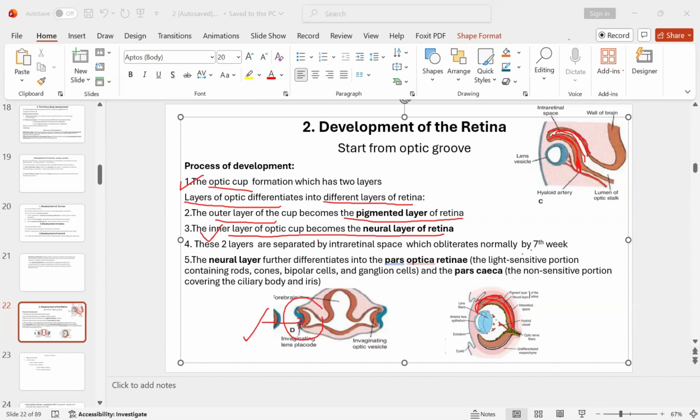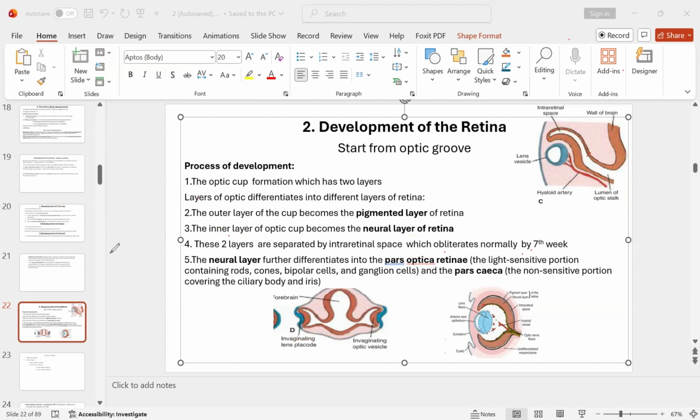The third step in the development of retina is the closure of the intraretinal space. This space, the intraretinal space, obliterates by the seventh week, and after the seventh week, the two layers of the retina, the pigmented and the neural layer, are very close to each other, or you can say that they are attached to each other.